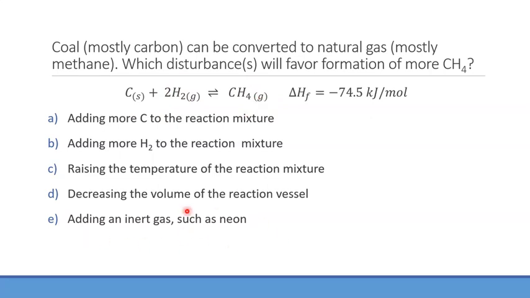And then E, adding an inert gas that's not doing anything with this reaction isn't going to change anything because it's not going to affect the components of the equilibrium expression. So it looks like our 2 answers are B and D.